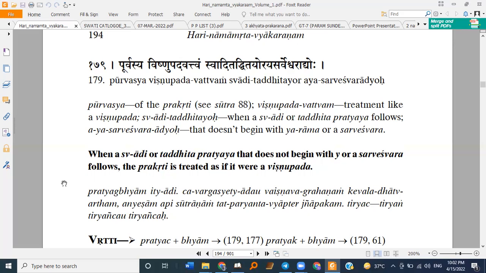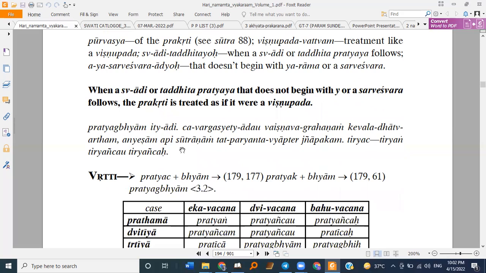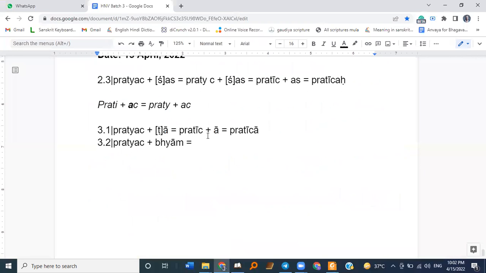Ideally, Vishnupada is Vishnu Bhakti Siddham Vishnupadam. Prakriti plus Pratyaya is a Vishnupada. But in these scenarios, the Prakriti itself is considered Vishnupada. It actually is not, but it is considered like a Vishnupada. So we treat it like Vishnupada. So Pratyach is considered a Vishnupada here, because Bhyam is a Swadhi Pratyaya following, which is not beginning with Ya or a Sarveshwara. So Pratyach is considered Vishnupada.